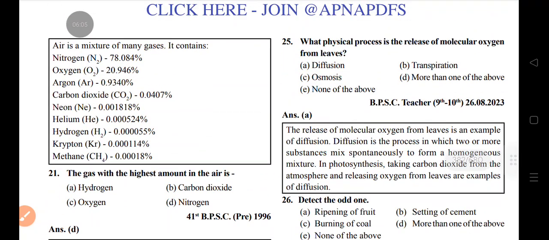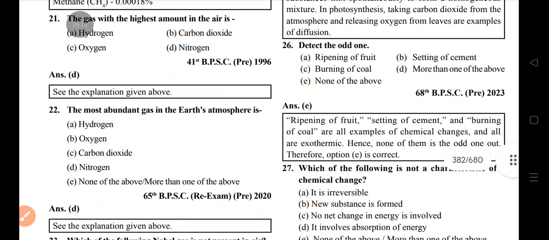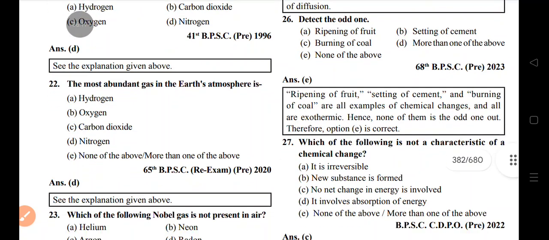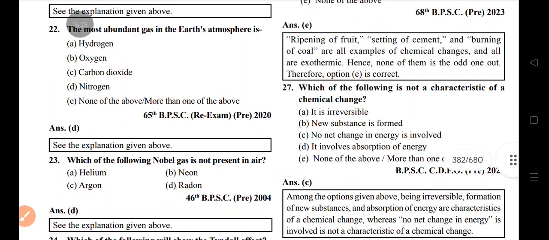Which process releases molecular oxygen from leaves? Diffusion. Ripening of fruit, setting of cement, burning of coal: all are chemical changes. Which is not a characteristic of chemical change? No net change in energy is involved.